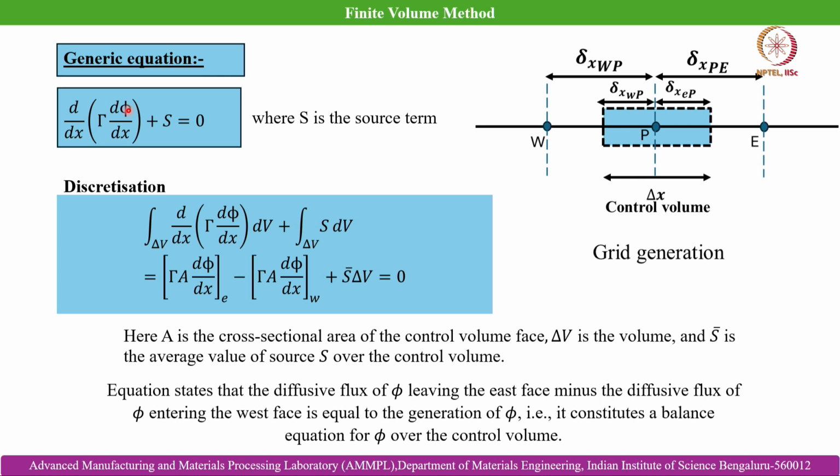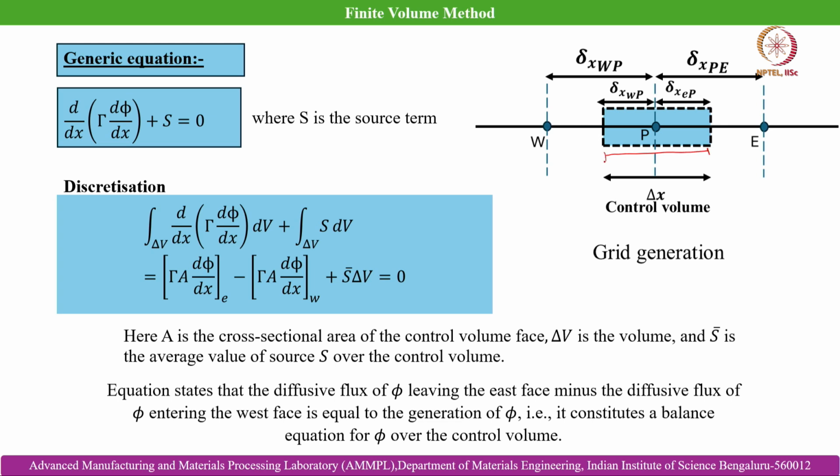It can be temperature, it can be velocity, and it can be other parameters as well, and here S is the source term. So, here a typical control volume is drawn in front of you. This is the control volume boundary that you are seeing over here, and you can see how the control volume length is shown.